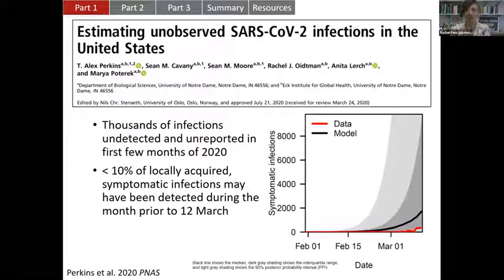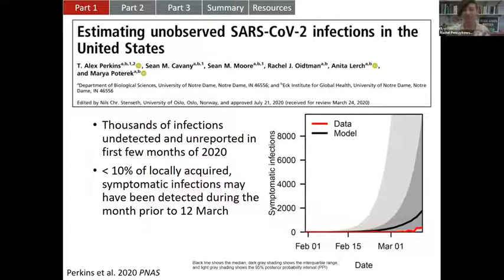So more recently, there was a paper published in the journal Proceedings of the National Academy of Sciences by Alex Perkins and colleagues, where they actually, in a much more sophisticated way, attempted to estimate those unobserved SARS-CoV-2 infections in the United States early in spring, before testing capacity had really ramped up. And what they found through some modeling efforts, which they calibrated against the actual data at the time, they estimate that thousands of infections went undetected and unreported in the first few months of 2020.